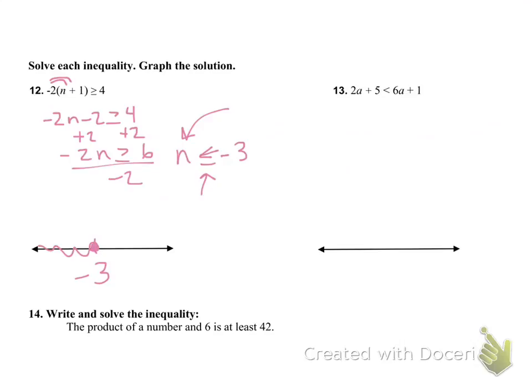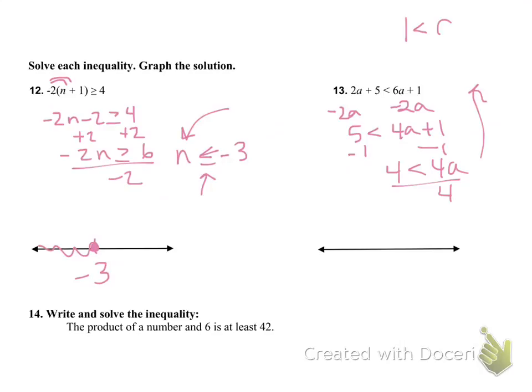My next one, we're going to subtract 2a over, so now I have 5 is less than 4a plus 1. We're going to subtract 1. 4 is less than 4a, divide by 4. I'm going to go up here, so 1 is less than a. So I know it's at 1. I know it's an open dot. Remember, the variable has to be on the left side to do the cheat arrow. So right now a is being eaten, so it needs to be shaded to the right.